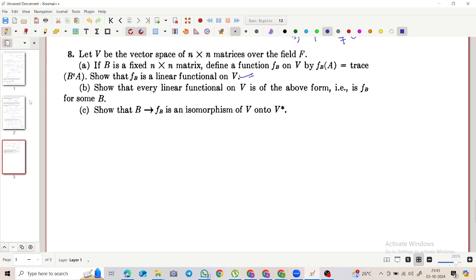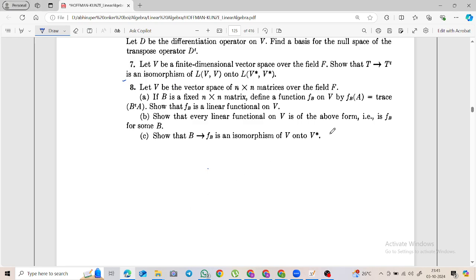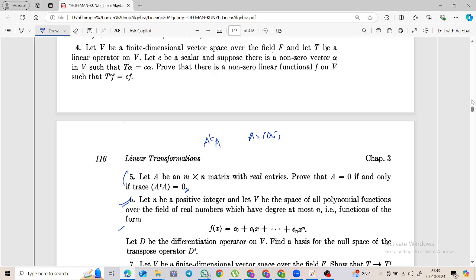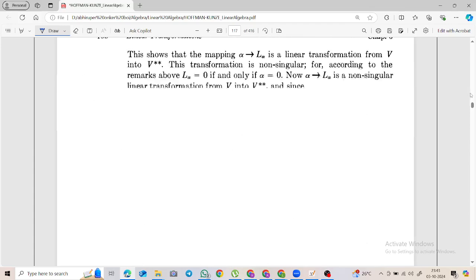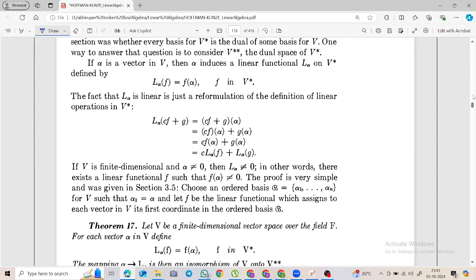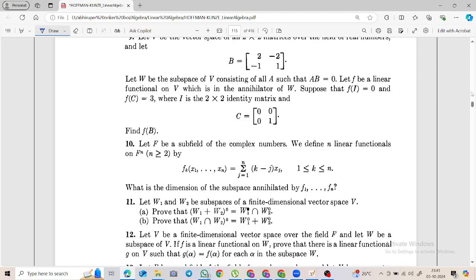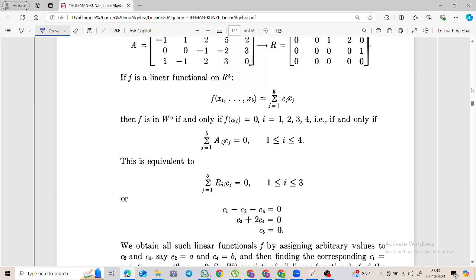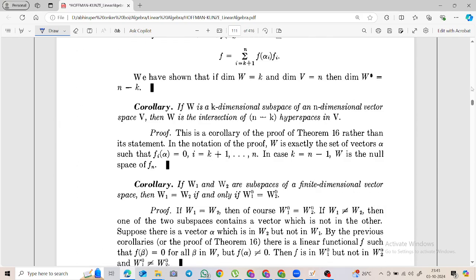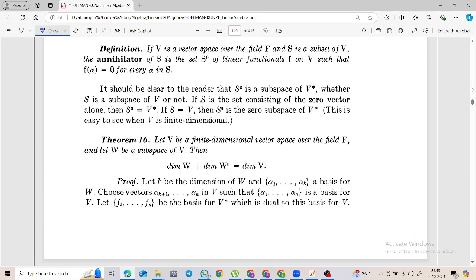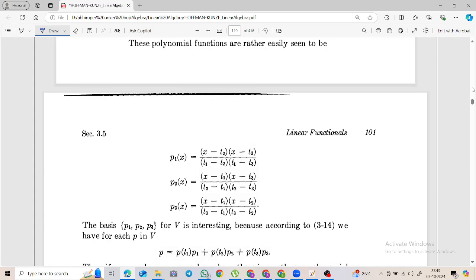Do you remember the formulation of f, the dual basis, the stuff that we did? I think linear functional, which chapter was linear functional? 3.5. Shubhita? Hey, tell me. 3.5. So there, I think we did a result there.